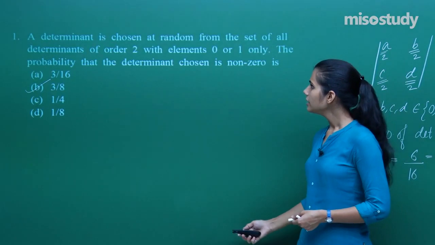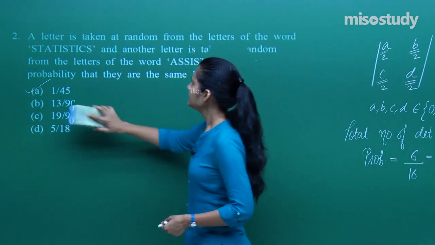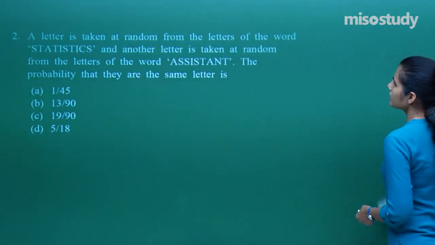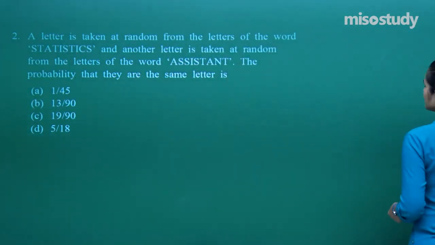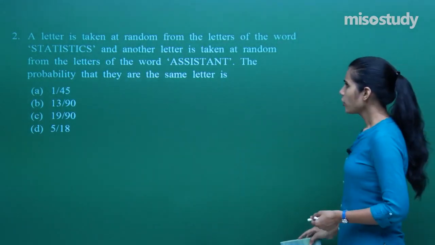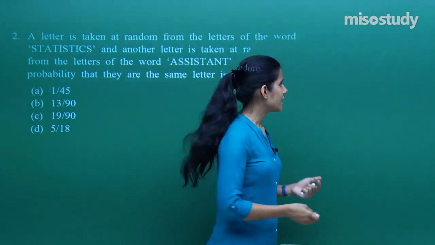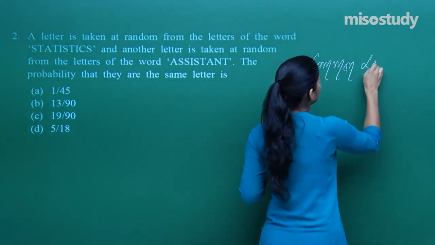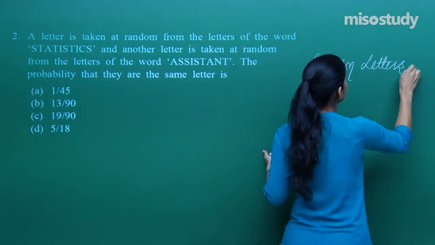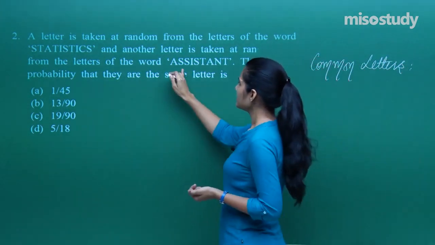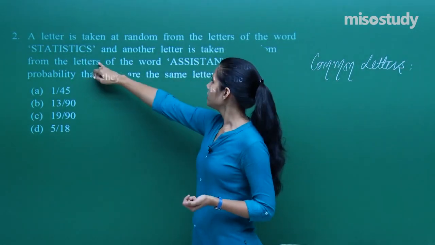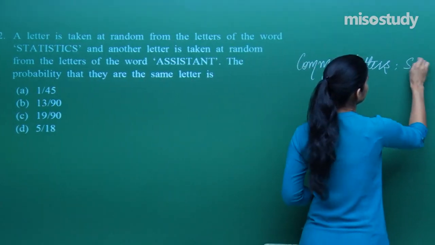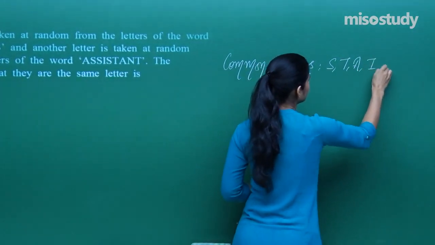Clear? Now I have the next question, which is saying that a letter is taken at random from the letters of the word statistics and another letter is taken at random from the letters of the word assistant. What is the probability that they are same letters? So when I talk about statistics and assistant, what are the common letters? What are the common letters in the letters of the word statistics and assistant? You can see there is S common, there is A common, there is I common, and there is T common. S, T, A and I.